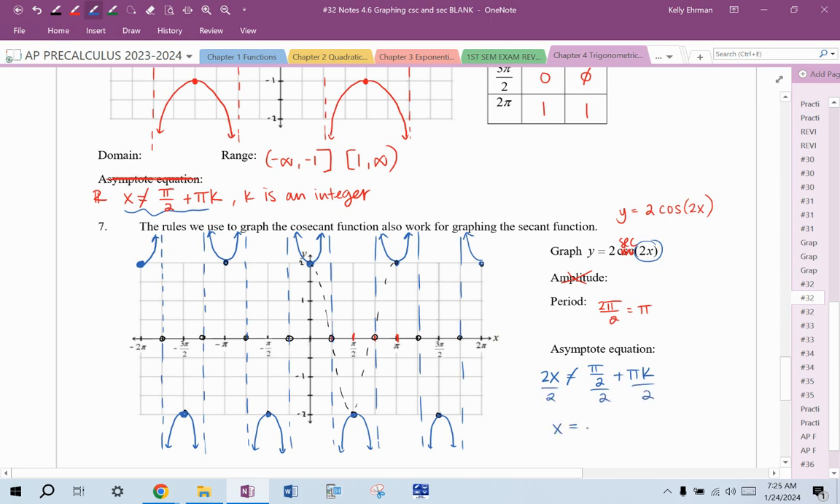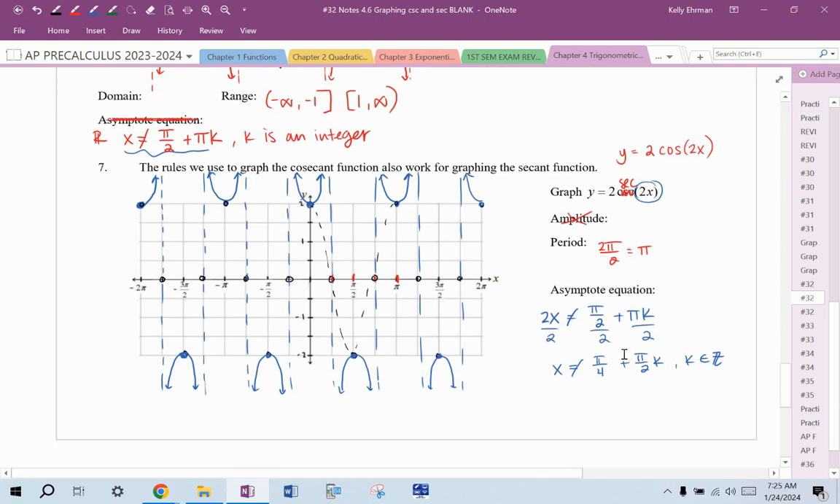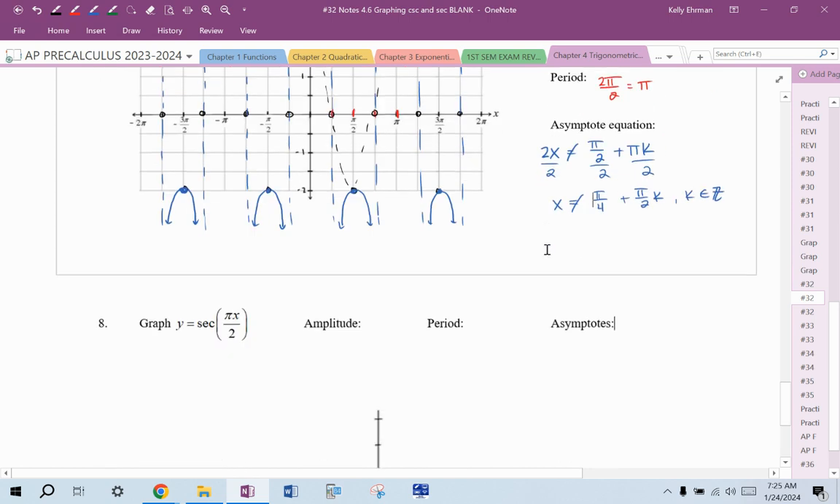So x is not equal to pi over 4 plus pi over 2 times k. K is an integer. We can use k is an element of the integer number set if we need to. And then you can double check to see if this is right. The distance between any two asymptotes is pi over 2. So pi over 4 plus pi over 2 or plus 2 pi over 2 or whatever, that works out.